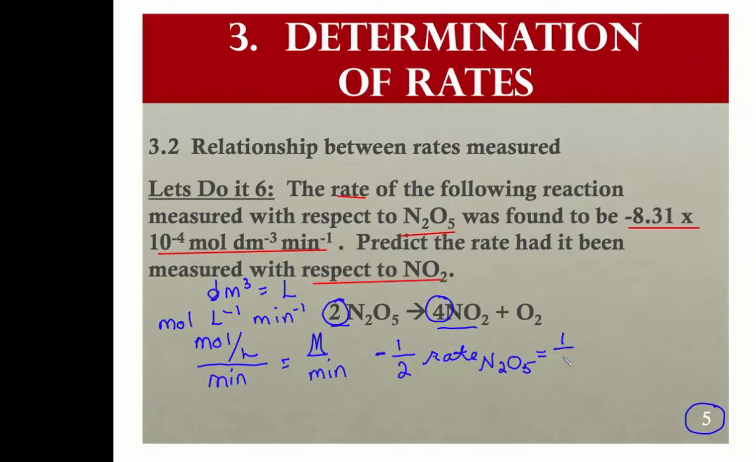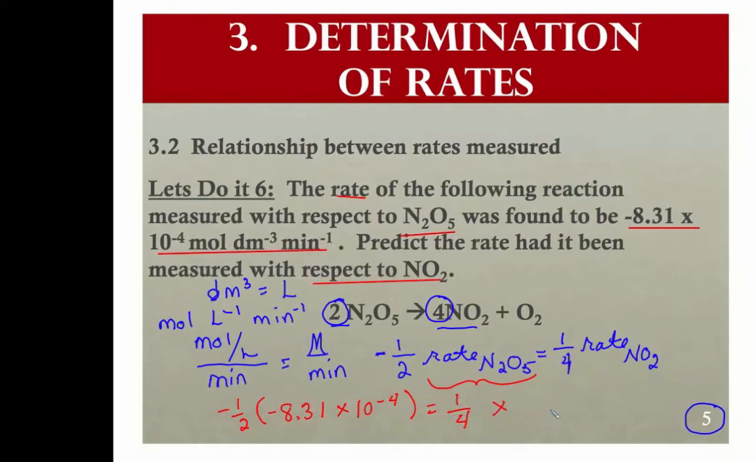Now we're going to take 1 over this coefficient, 1 over 4 times the rate with respect to NO2, nitrogen dioxide. Now, the problem gives me this rate. That's what that symbol means. And so I would have minus 1/2. Now I'm going to substitute into my given, and at this point the algebra is about as straightforward as anything you're going to see in this class. And that's 1/4 times x, our unknown rate.